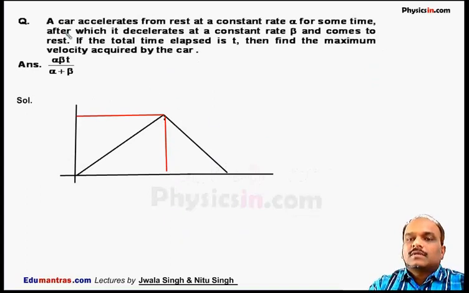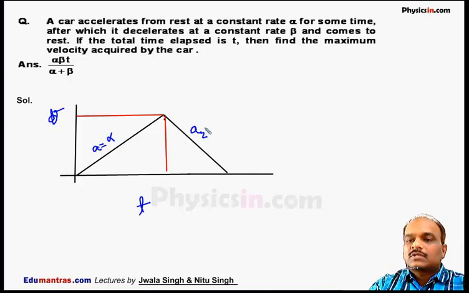The next question is, a car accelerates from rest. This is the velocity versus time graph. I have drawn it already. The car accelerates from rest at constant rate alpha. So we can say the acceleration of the car for the first time is alpha, and for some time after which it decelerates at constant rate beta. So this acceleration is a2, which is equal to minus beta. This is a1 and comes to rest. If the total time taken is t, so we can say from here to here this time is t. Then find the maximum velocity acquired by the car.